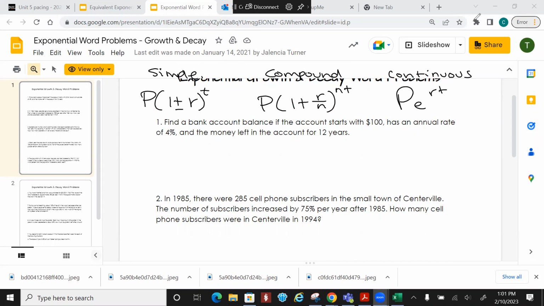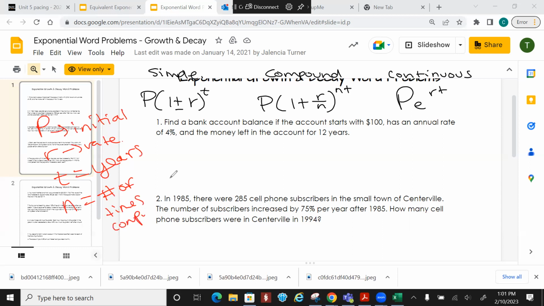All right, so P is going to represent the initial. R is going to be the rate. And T is going to be the number of years. And if you have an N in your equation, N is going to be the number of times it's compounded. And again, this is just kind of like a review from Algebra 1.